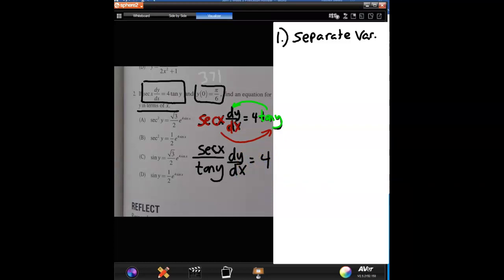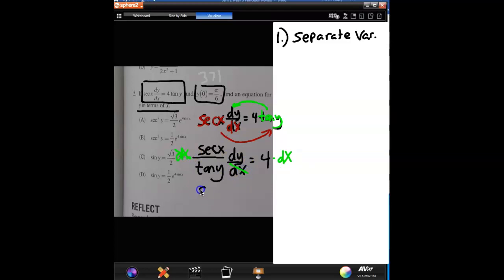Cool, so I got the y's on one side of the equation. Now I want to get the x's on the other side. So the next thing I would do is multiply both sides by dx. You can't have the dx or the dy in the denominator. They have to be in the numerators for these types of problems. So we have that now.